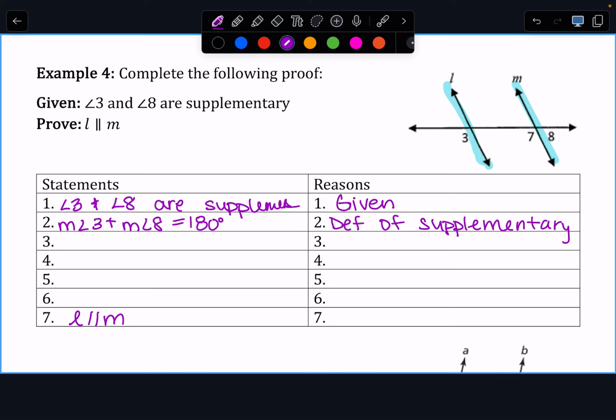If we look at the picture, do we have another pair of supplementary angles up there? Which ones? Okay, so what I'm going to write is that the measure of angle 7 plus the measure of angle 8 is 180 degrees because they're a linear pair. We have something called the linear pair postulate. But honestly, if you just put linear pair, I'm cool.